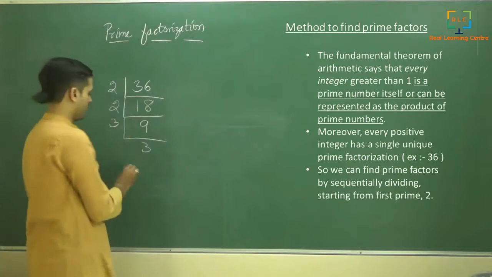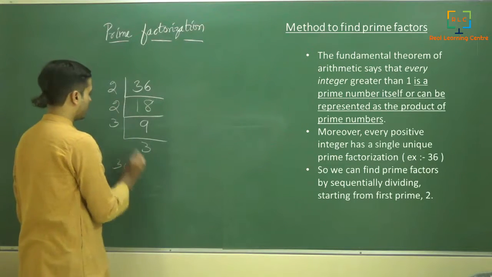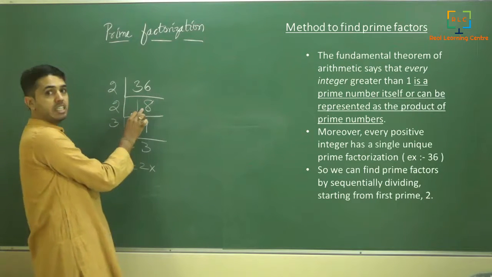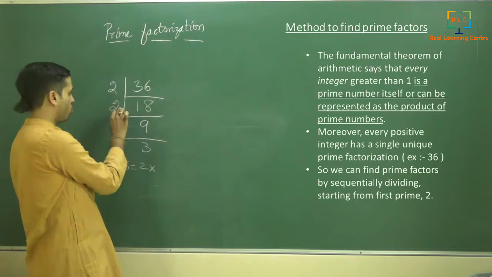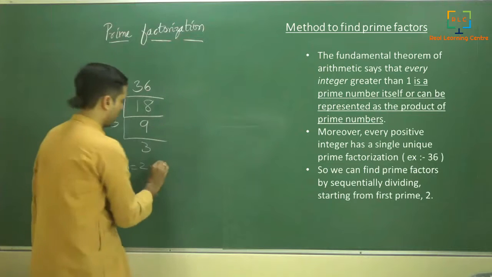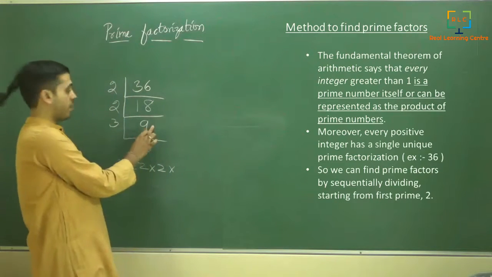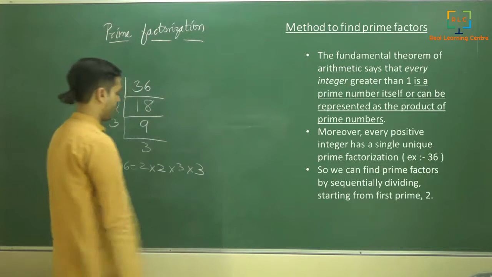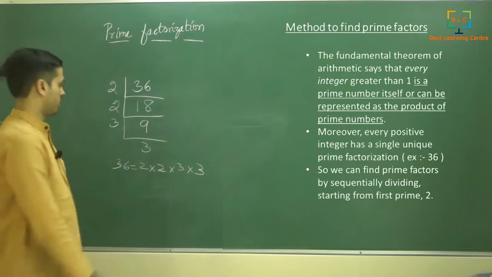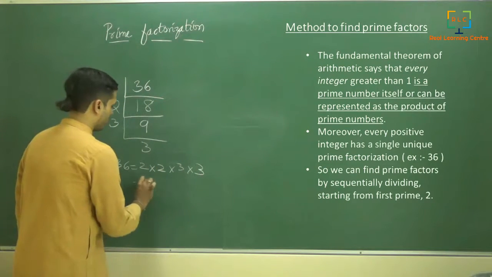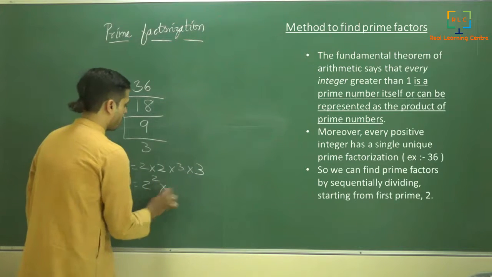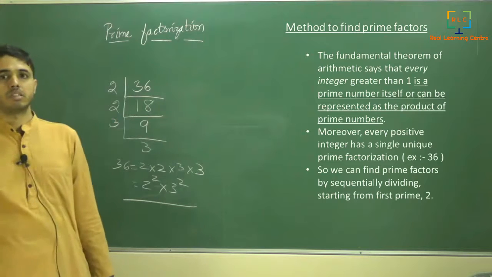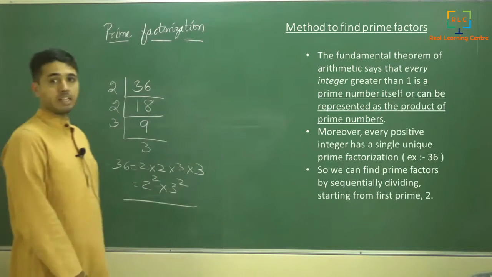So we have got all the prime factors of number 36. So we can write number 36 as 2 into 18. 18 is further factorized as 2 into 9, and 9 is further factorized as 3 into 3. So in our shortened form, it is 2 square into 3 square. So this is the unique prime factorization of number 36. Let us take another example, say 64.